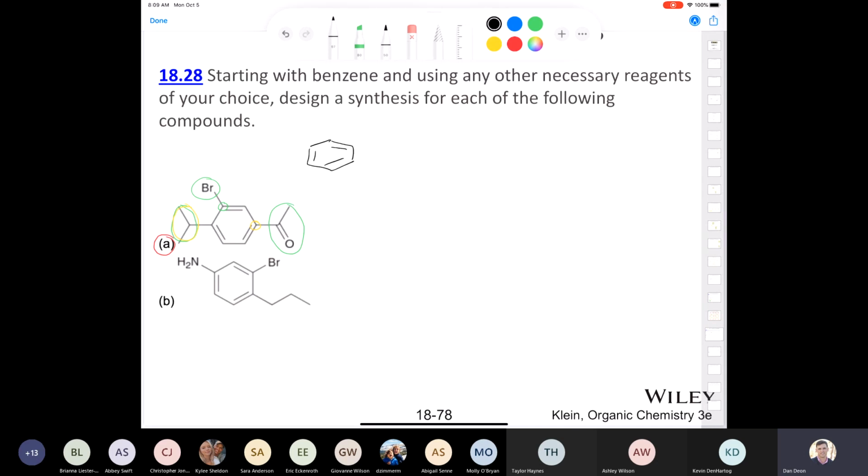And the first thing we're going to do is install that isopropyl group. This is a Friedel-Crafts reaction. Since we're reacting it with isopropyl chloride and aluminum chloride, we don't have to worry about any rearrangements. And we're going to end up with that isopropyl group on the ring.